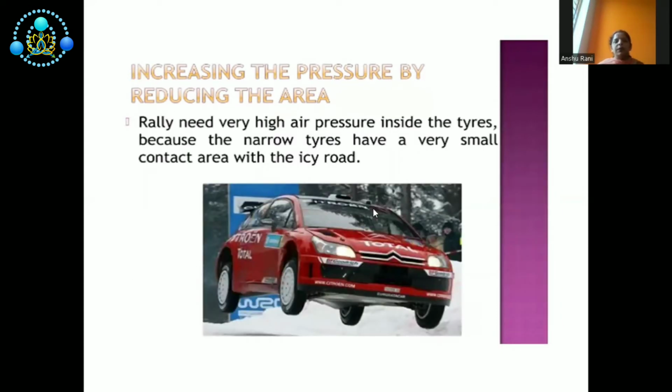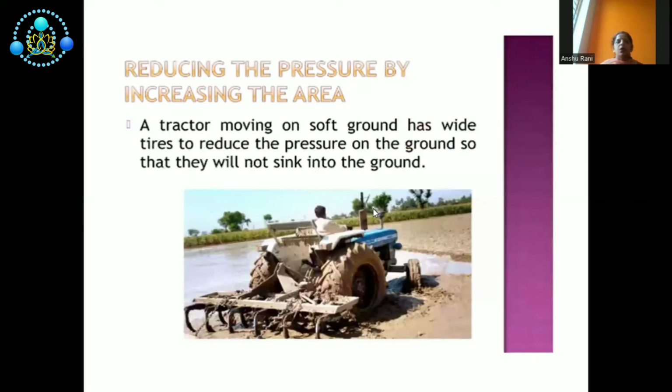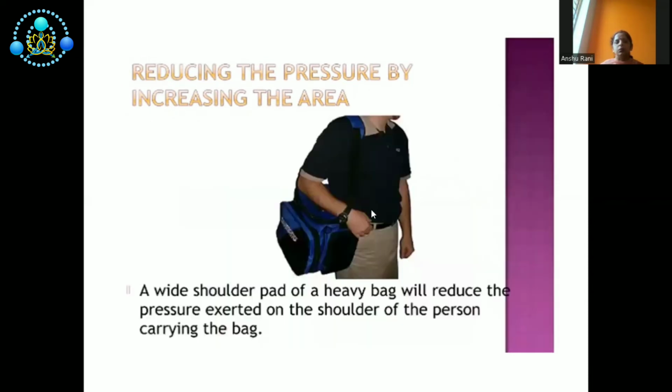We can increase the pressure by reducing the area. You can see if the air pressure inside the tires is more, they will not sink in the icy road. We can reduce the pressure by increasing the area. Pressure can be reduced if you are using shoes which will increase the surface area. A tractor moving on soft ground has wider tires to reduce the pressure on the ground so that they will not sink in the ground.